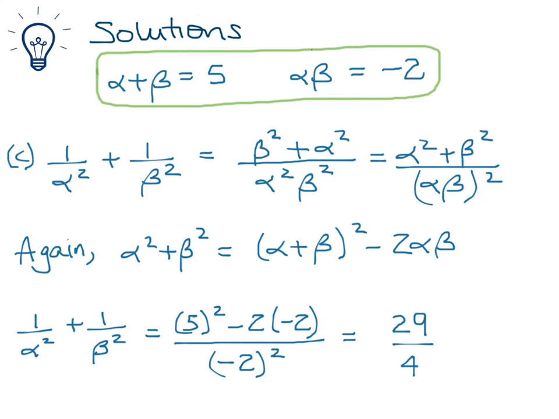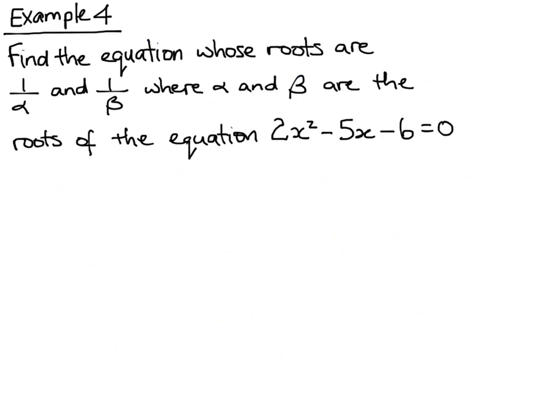Substituting the values, and of course we already found out that alpha squared plus beta squared was 29 in the previous question. So our result is 29 over 4. Here's our last example.